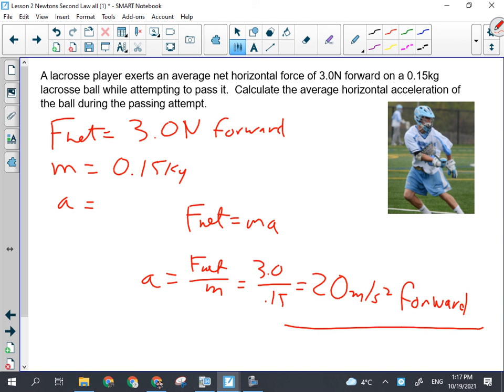Like I said, that's about as easy as they get. I didn't even draw a free body diagram for that one. Why? There's only one force. What's the point? I wrote my givens down as F net and m instead of drawing a vector diagram. Didn't need a vector or free body diagram for this one. Questions on that one?